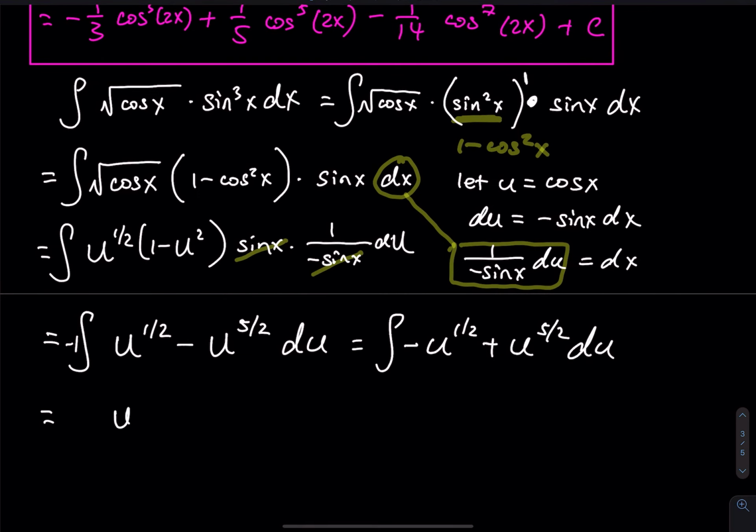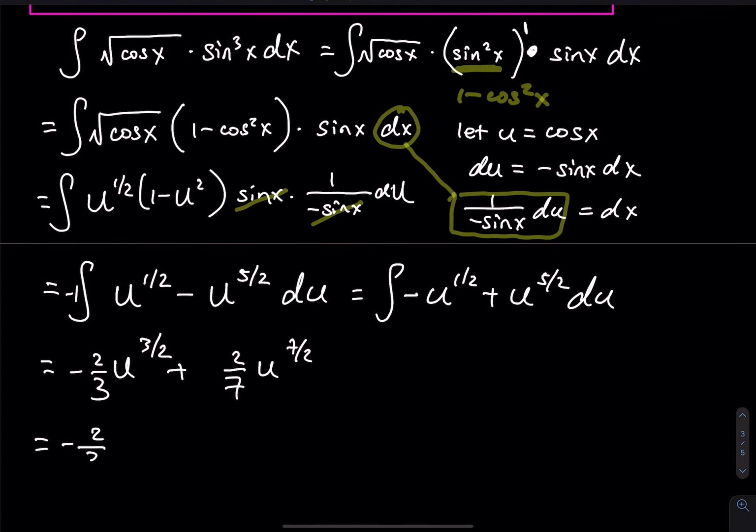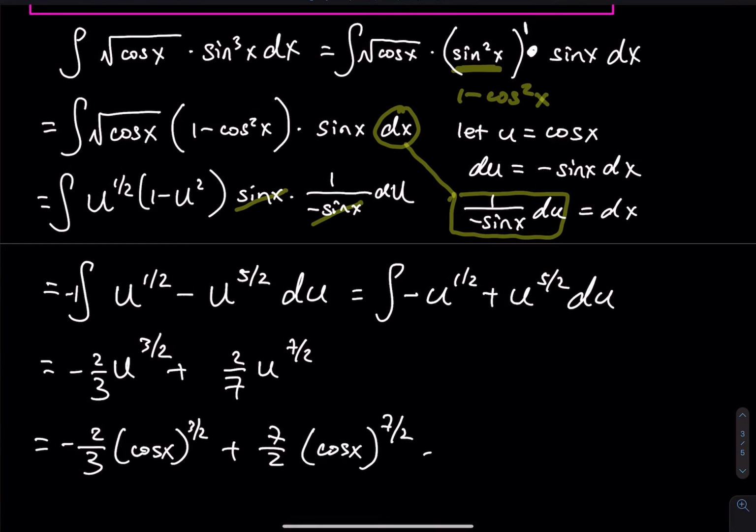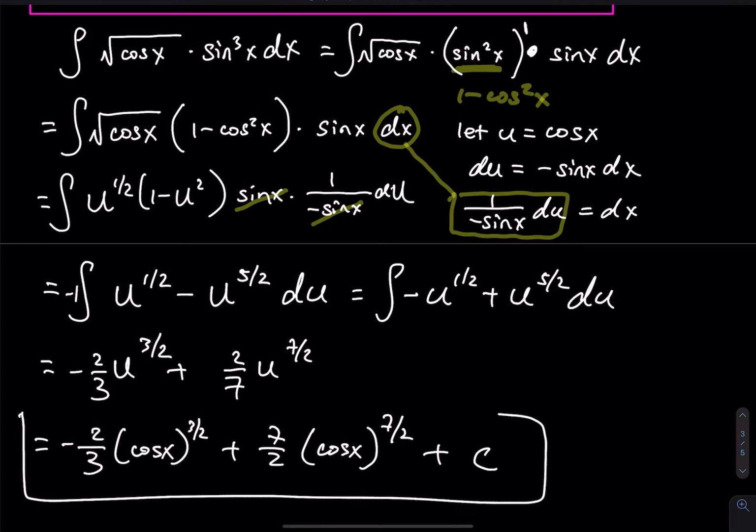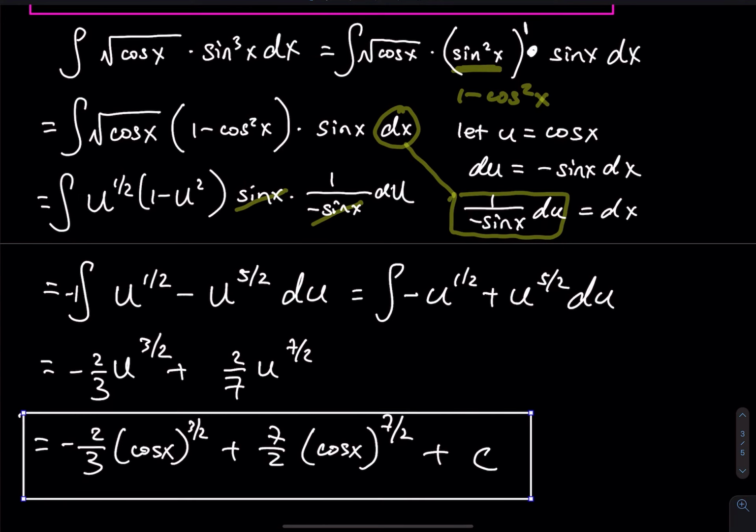And then you have u, 1/2 plus 1, that is 3 over 2, reciprocal of that 2 over 3, and then plus 5 over 2 plus 1, that will be 7 over 2, and then reciprocal. Okay, so looks like the integration is done, and then all I need to do is put the u back, right? So that is equal to negative 2/3 cosine x raised to 3/2, and then plus 2/7 cosine x raised to 7 over 2, and then you add a c to it. So this is the final answer of this integral.